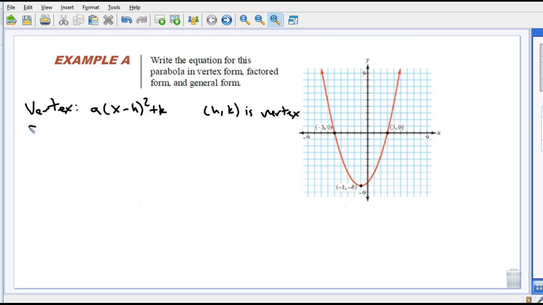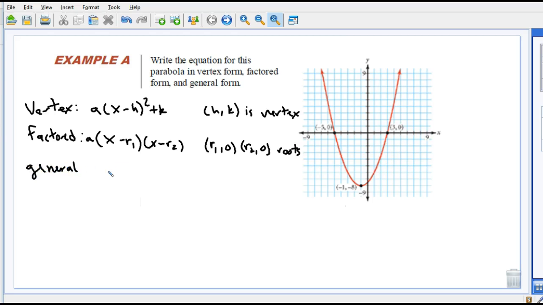Okay, factored form. And that's going to be where the roots are, the zeros, the x-intercepts. We're going to say (x minus r1), and the a has to go in front, (x minus r2), where (r1, 0) and (r2, 0) are the roots. Alright, and general form is just ax squared plus bx plus c. Okay, and if it's an equation, I guess I should probably have it be y equals, but we'll do that here in just a second.